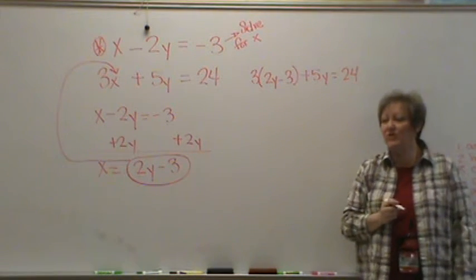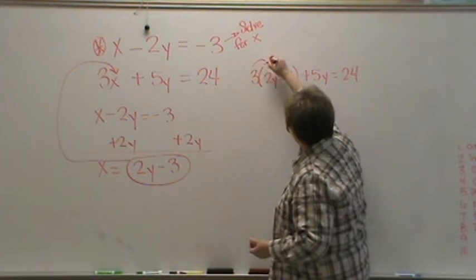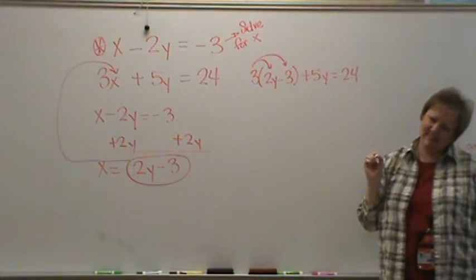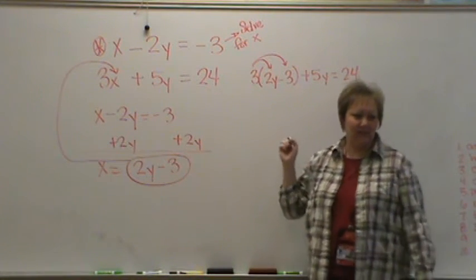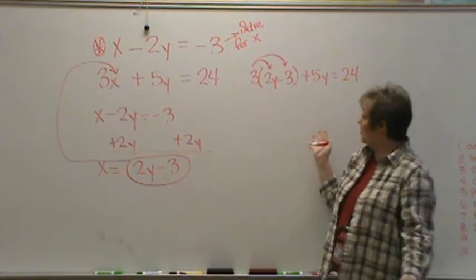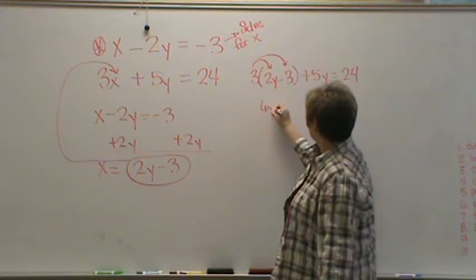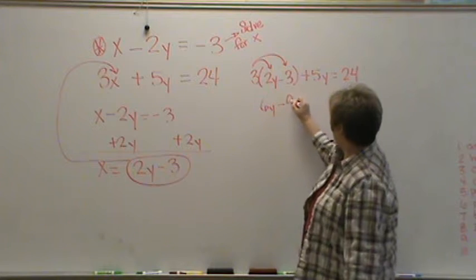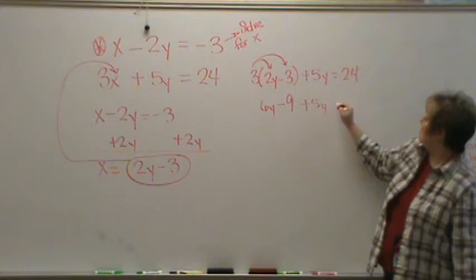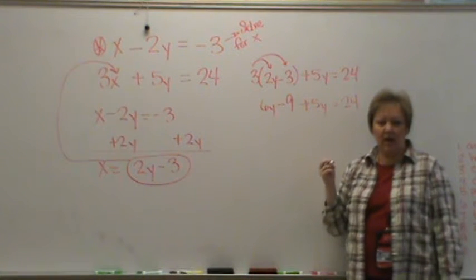What property do I need to use now? Distributive property. Yes, distributive property. This is you going in the house and hugging everybody in the house. Not literally though. Stop it. So how do I hug people in the house? Multiply. 3 times 2y would equal 6y. All right, so I've distributed. Now what?